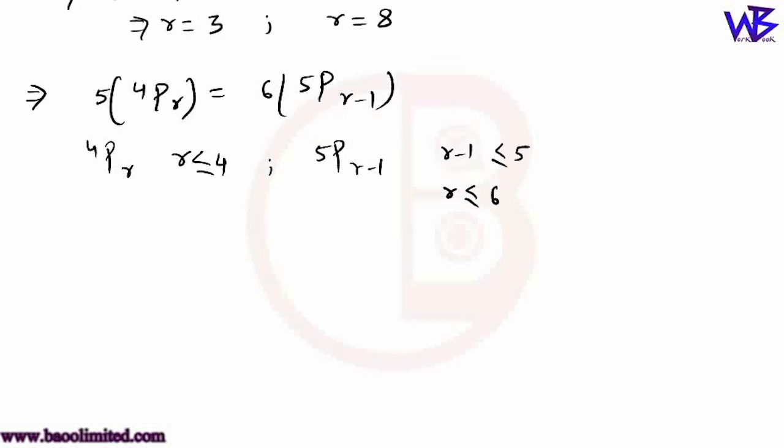So these were the two values of r, 3 and 8. You see, r as 8 does not satisfy this condition, and it does not satisfy this condition either. And r equals 3 satisfies the condition r less than or equal to 4, and it also satisfies the condition r less than or equal to 6. Alright, therefore our final value of r will be 3.